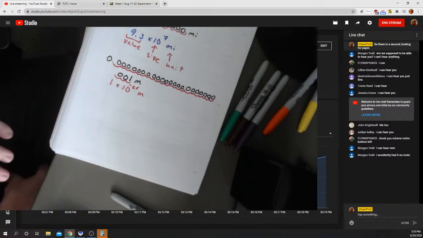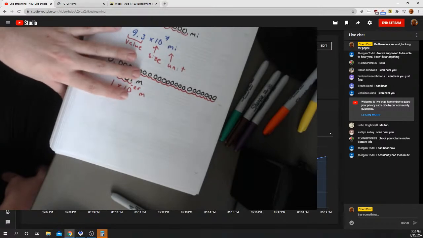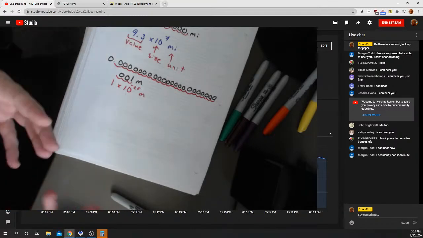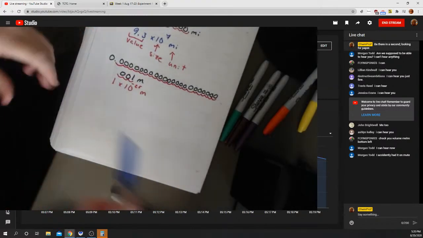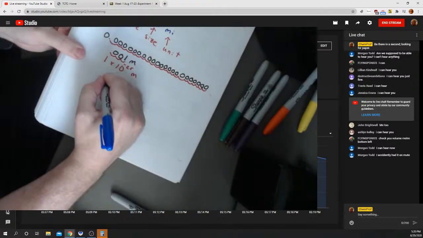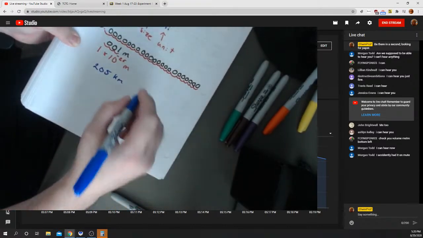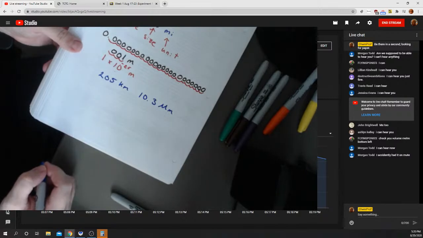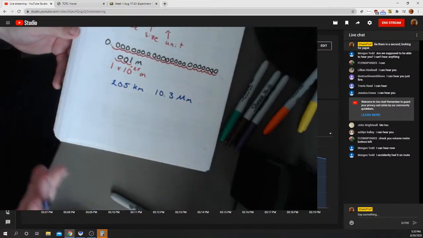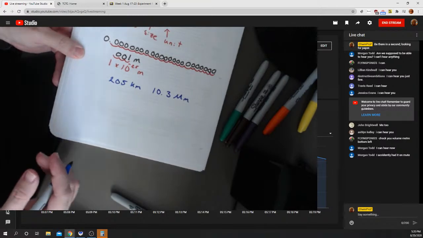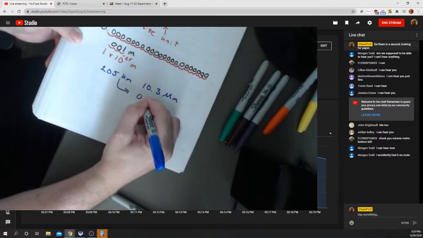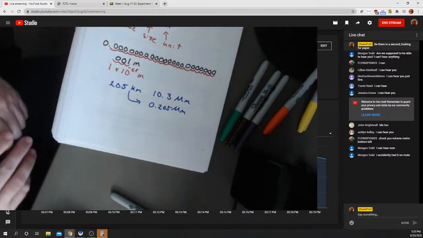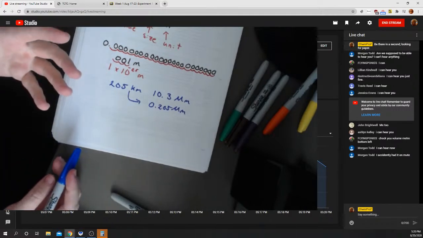The other reason is that prefixes are actually fairly convenient for humans, especially when you're going in jumps of 3. You can have a measurement of 205 kilometers, and you can have another measurement of 10.3 megameters. And as a human being, it's relatively easy to compare those two numbers. You just convert this to 0.205 megameters, and you can see, oh, okay, that's the relative difference in the size between them.